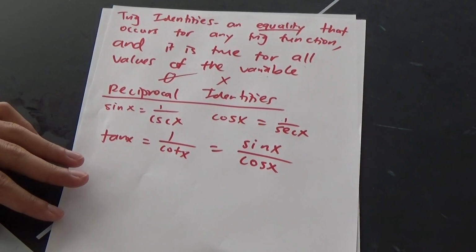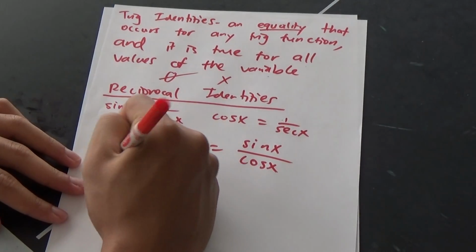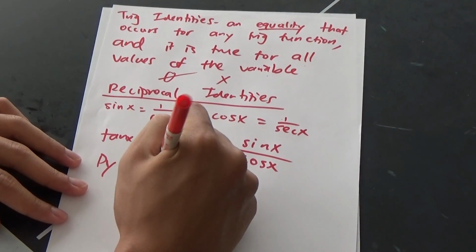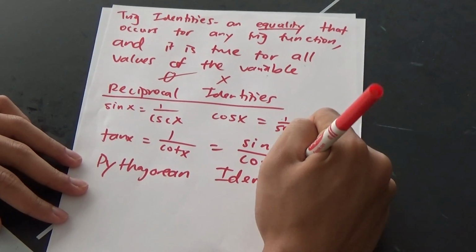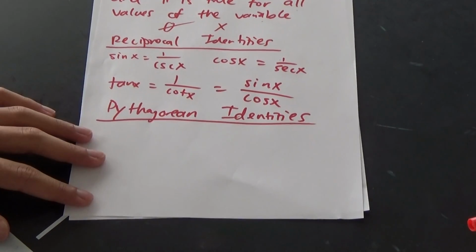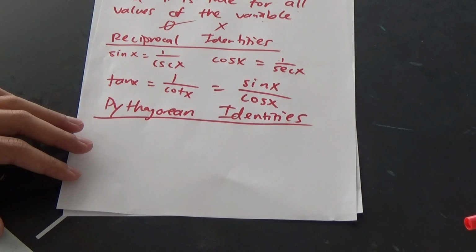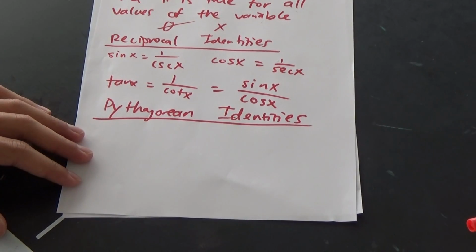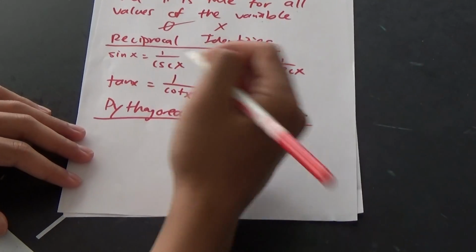Alright, next we have the Pythagorean, hopefully I'm spelling this right, Pythagorean identities. Yeah, there we go. So, Pythagorean identities, there's 6 of them actually. Well, actually 3 of them, but here, I'll show you.